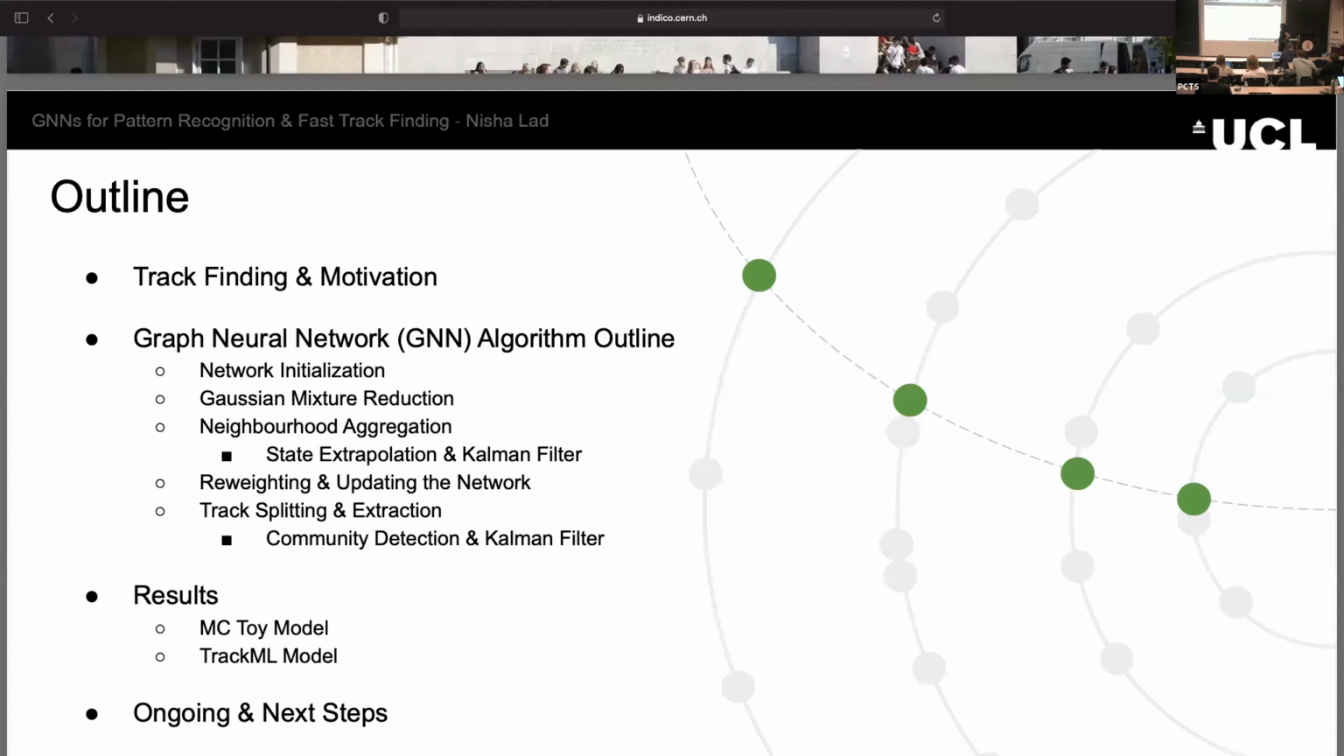To give a quick outline, the main part of the talk I'm going to focus on is the algorithm, the development and the different stages of it, and that forms the main bulk of today's talk because we are still in the very preliminary parts of the results. And then I'll move on to present some of the results. One on the application of the GNN algorithm to the Monte Carlo twin model, and the second on the TrackML model as well. And then I'll conclude with some ongoing and next steps.